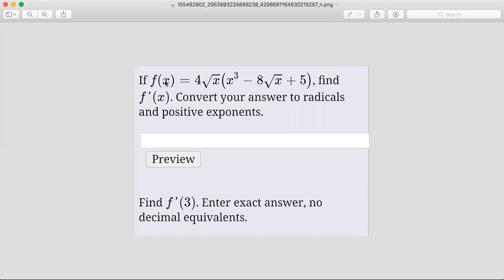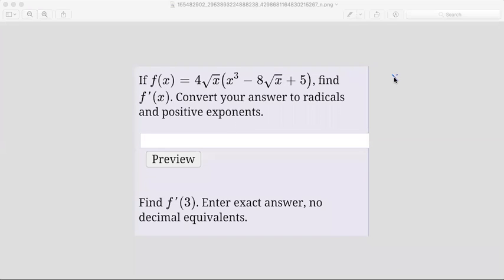So this problem says if f of x is equal to 4 root x times x cubed minus root x plus 5, find f prime of x and convert your answer to radicals and positive exponents. So the first thing I would do is use the rule that the b root of x to the power of a is equal to x to the a over b.